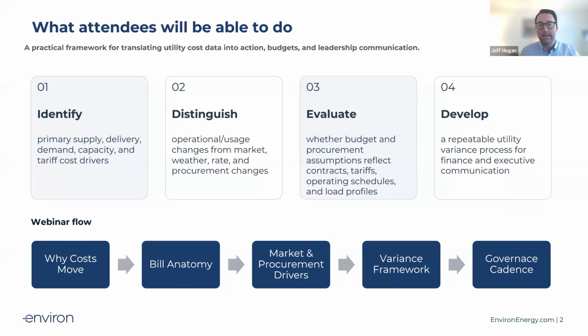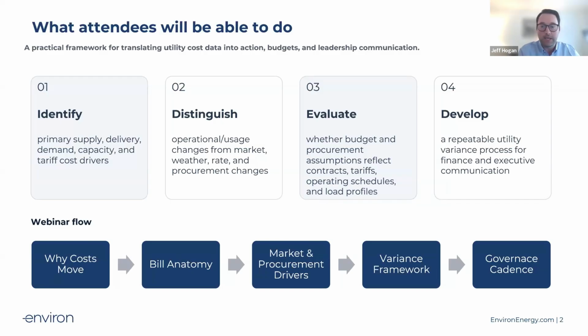So ultimately, what we want everybody to be able to do by the end of today's session is described on the slide here and broken down into four categories. First, we want to provide you the opportunity to identify the primary components that drive a hospital's electric and natural gas costs. That includes supply, delivery, demand, capacity, transmission, tariffs, riders, taxes. There's a lot that goes into the individual bill components, and we're going to talk about that a little bit further on.